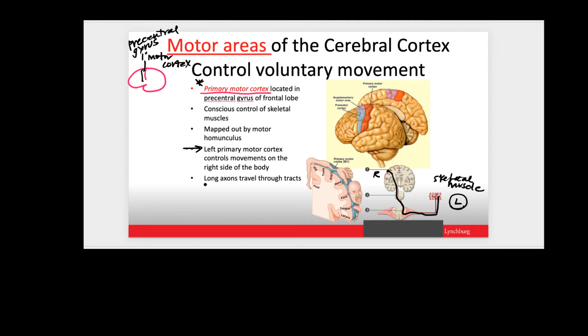And basically what we have are long axons from these neurons traveling through tracts, which are bundles of neurons. And these form nerves, and you already know these. These actually create those somatic motor nerves that we talked about before when we talked about skeletal muscle. The primary motor cortex is mapped out by what's called the motor homunculus, which is this crazy picture right here that basically just shows how the body is actually mapped out onto the brain.